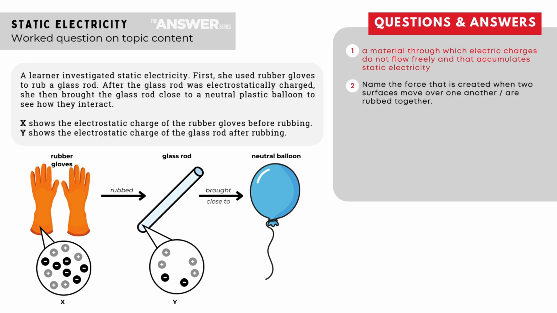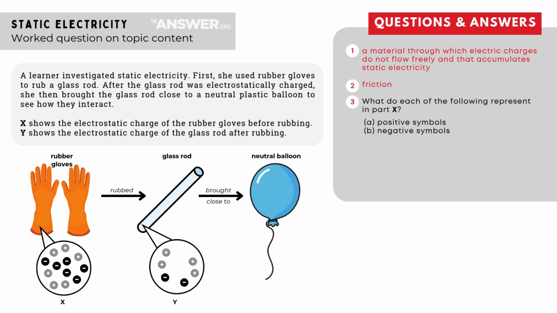Question 2. Name the force that is created when two surfaces move over one another or are rubbed together. And remembering your theory content, this force is called friction. This is the force that helps create static electricity, as the rubbing action or the movement of surfaces over each other allow for the transfer of electrons to take place.